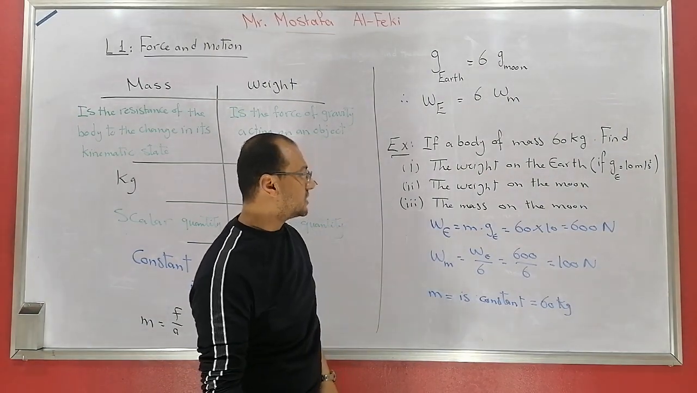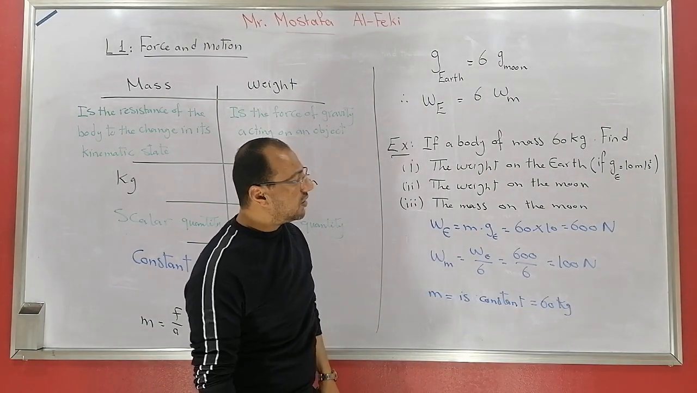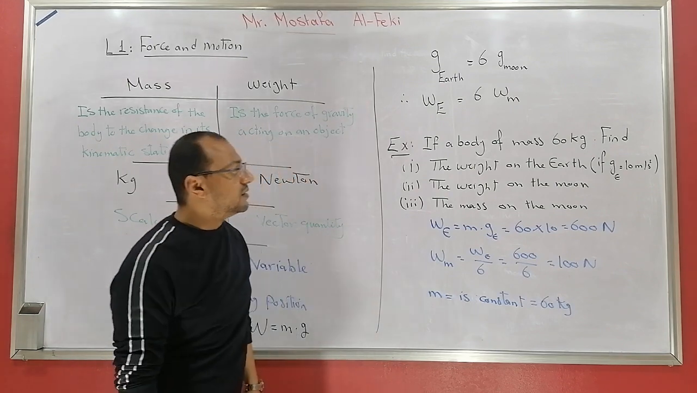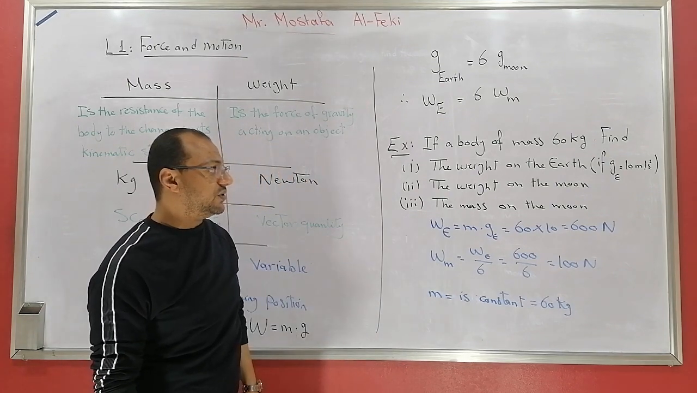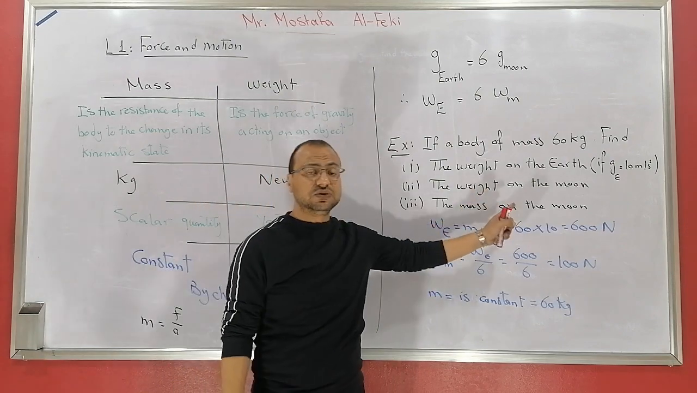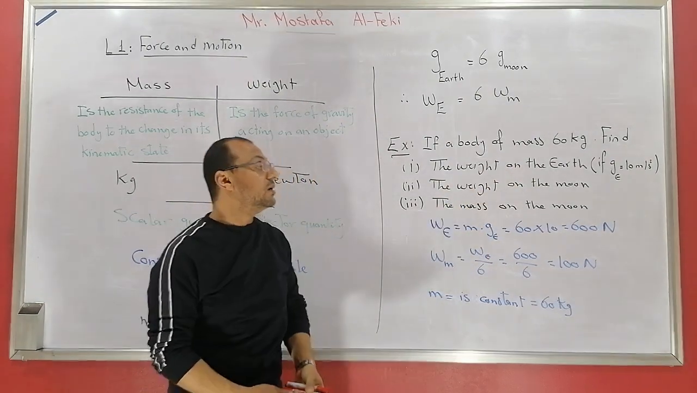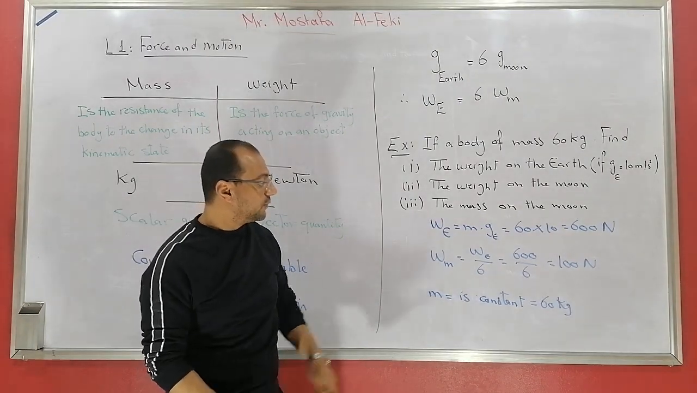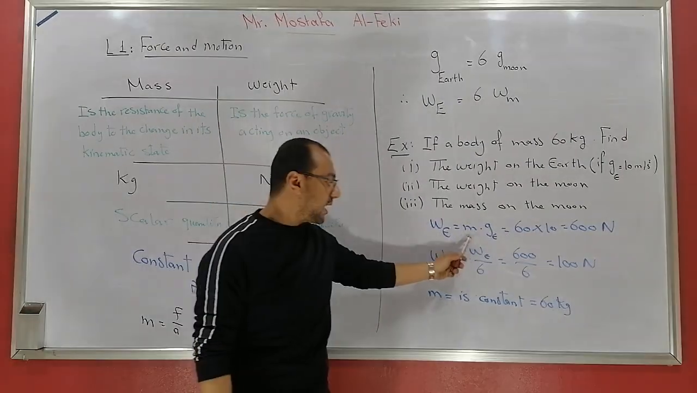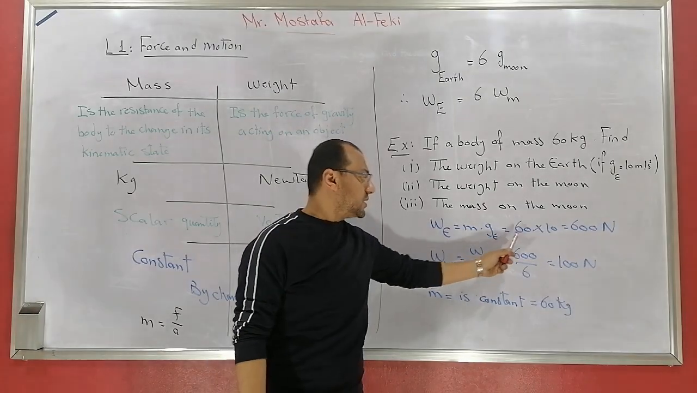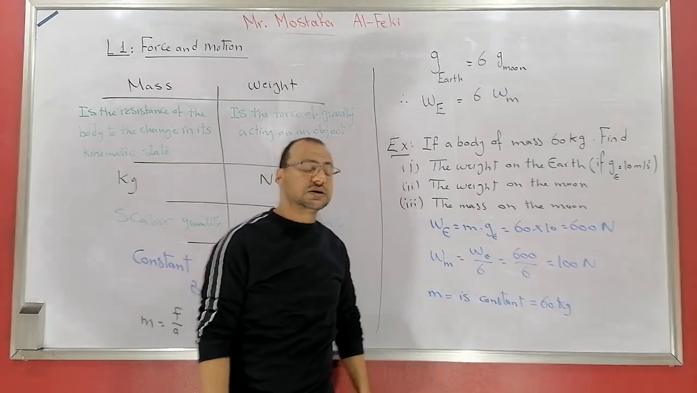Let's read this example. A body of mass 60 kilogram: find the weight of this body on the earth's surface, find the weight on the moon, and find the mass on the moon, if g of earth equals 10 meters per second squared. Weight on the surface of the earth equals mass times the gravity of the earth, 60 times 10 equals 600 Newton.